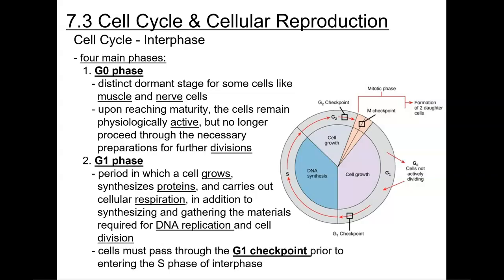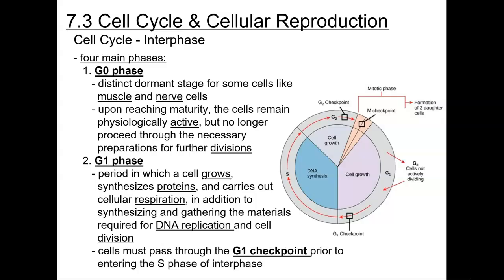The four main phases, I didn't discuss G0 at first, but G0 is going to be a distinct dormant stage for some of these cells, like muscle cells and nerve cells. They're the ones that don't really go through mitosis. Upon reaching maturity, these cells will remain physiologically active, but they no longer have to go through cellular divisions. So once you have your muscle cells formed, once you have your neurons formed, that's pretty much all you're going to get. They're not going to go through division and create more.